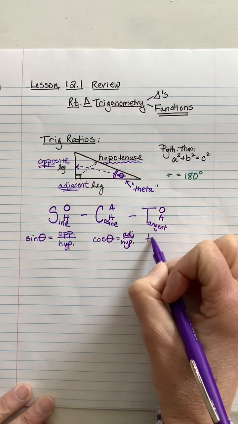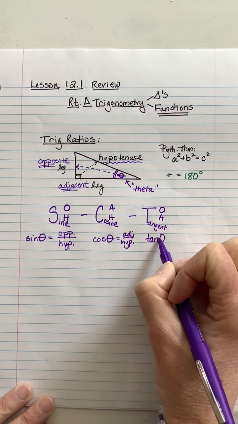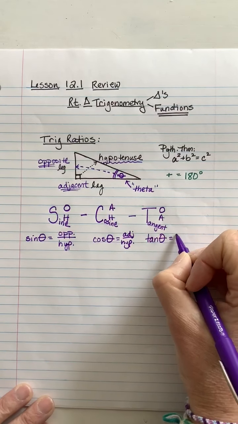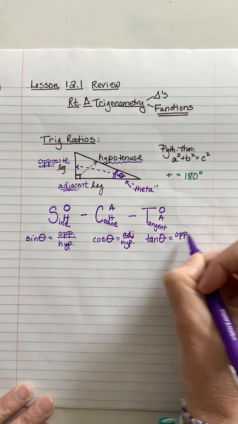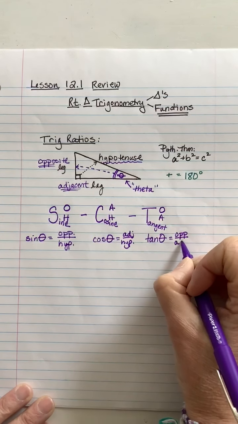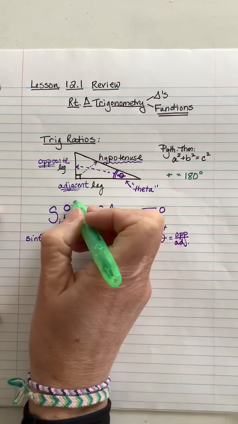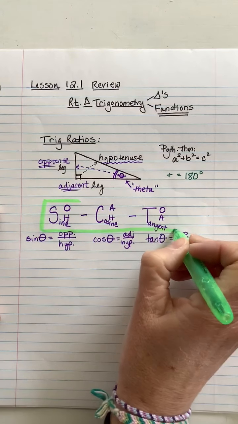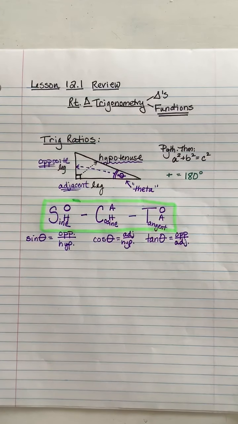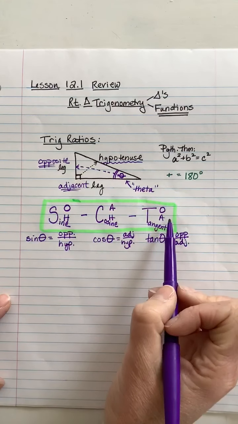Which then is going to be the tangent of any angle is going to be equivalent to the ratio of the opposite piece divided by the adjacent piece. So these are going to be your favorite trig ratios, which exist in any right triangle: sine, cosine, tangent. It's easiest to remember them by SOHCAHTOA, of course.